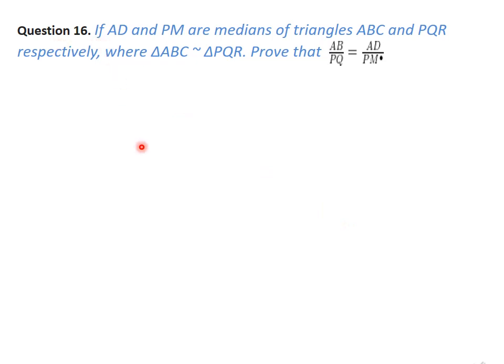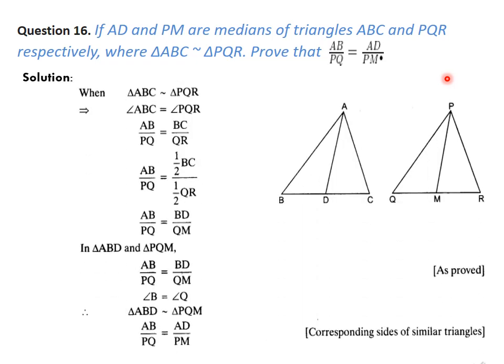Question number 16. If AD and PM are medians of triangle ABC and PQR respectively, where triangle ABC is similar to PQR, prove that AB by PQ is equal to AD by PM. So let's draw a diagram over here. In this diagram, we can see that we have a triangle ABC and a triangle PQR. It is said that AD and PM are medians of the triangles. So AD is the median and PM is the median here.